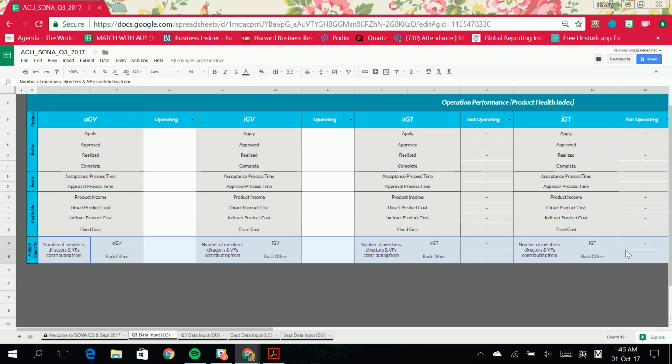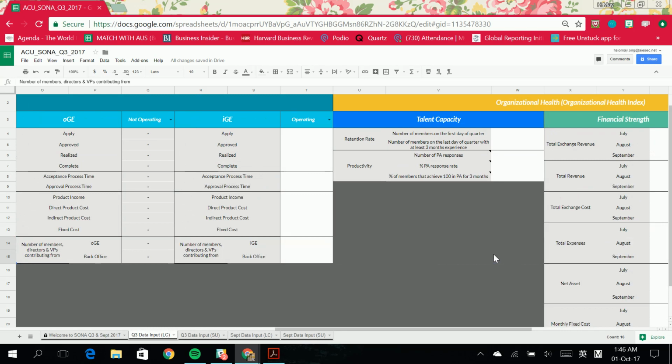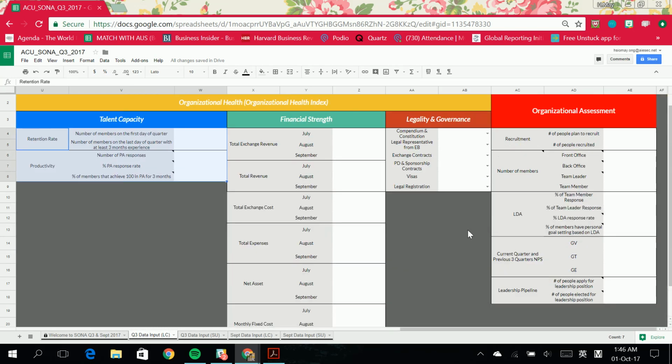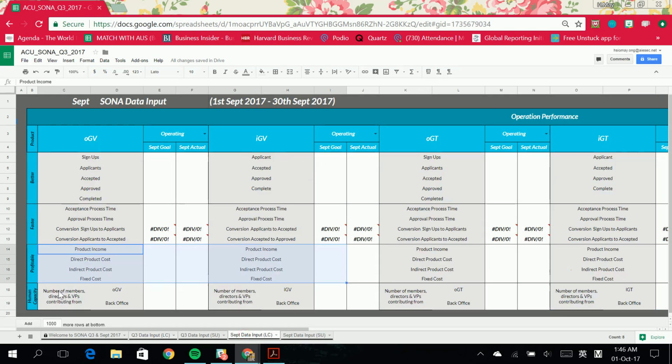So to sum up, for Q3 data input LC, you need to cross-check with your product people the number of members, directors, and VPs contributing from the product and back office. After that, fill in the retention rate and the productivity part. And then fill in the recruitment, number of members, and LDA. For the leadership part, you can communicate with your LCP to see whether you fill in or your LCP fills in. For September data input LC, it's the same as well.